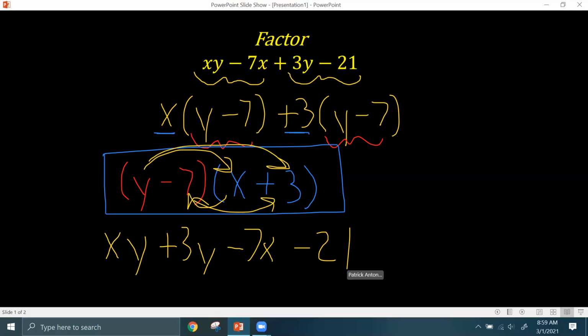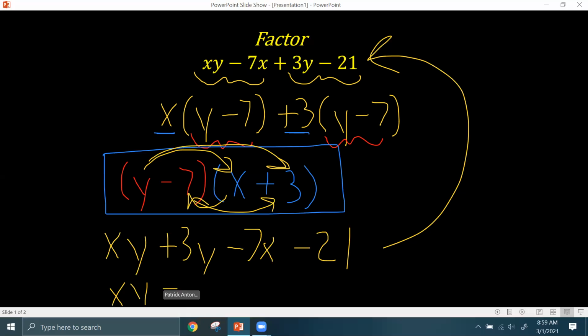Now you'll notice this does match the original polynomial. I understand that there's a plus 3y, then the minus 7x, but because of the commutative property, we can rearrange that and write it as xy minus 7x plus 3y minus 21. Okay, and we're back to what we started with.